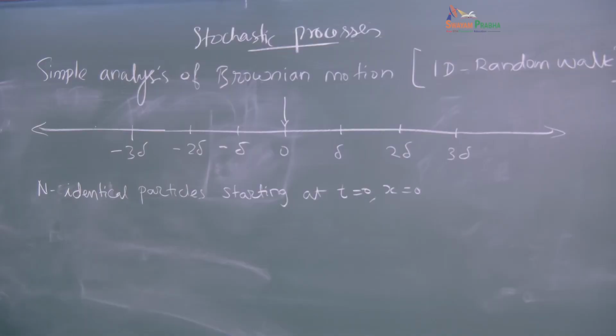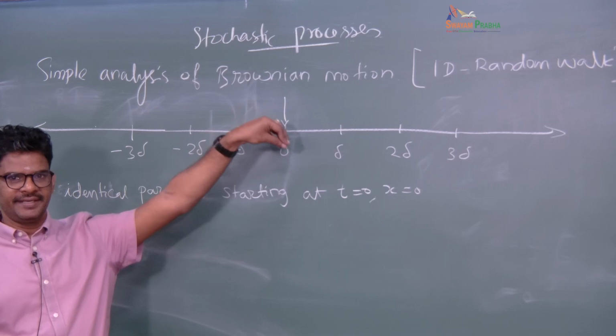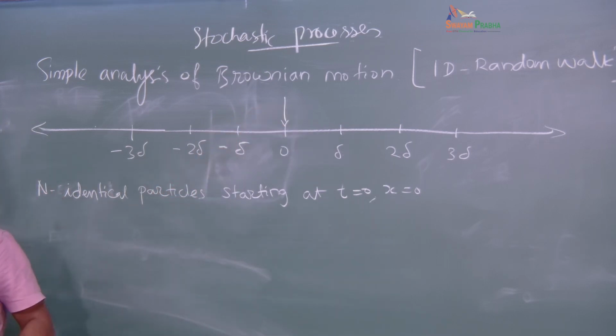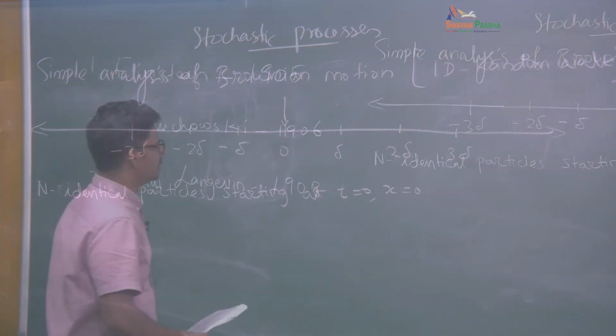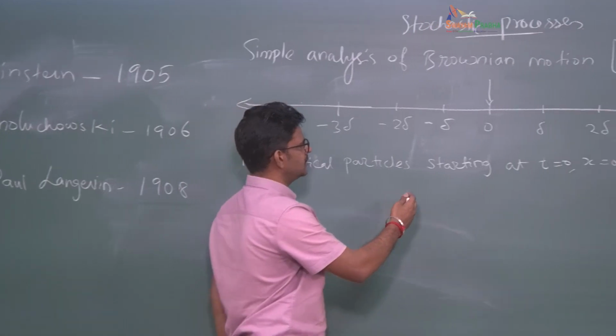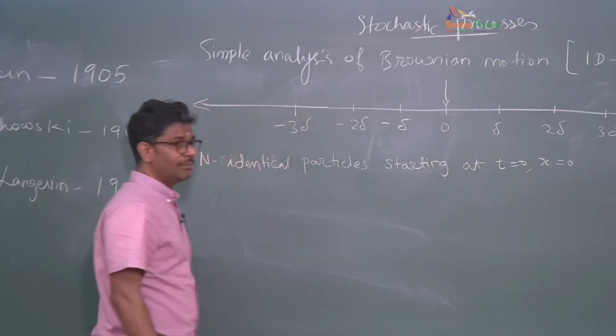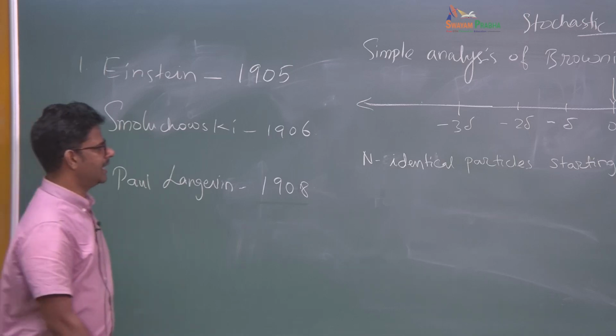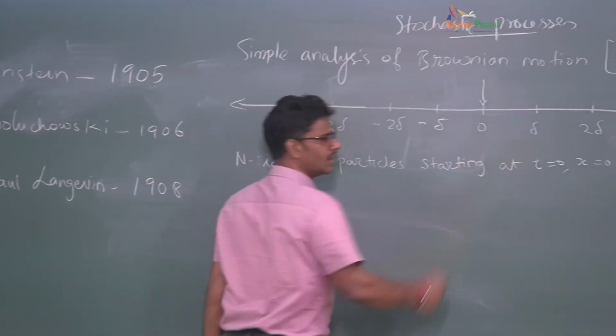So the initial condition is that we inject some n number of identical particles at the origin. Okay, so then this particle will now move. Let's give some rules for the motion. We say that the particles can take a jump from one lattice point to the other lattice point, and that length is delta.